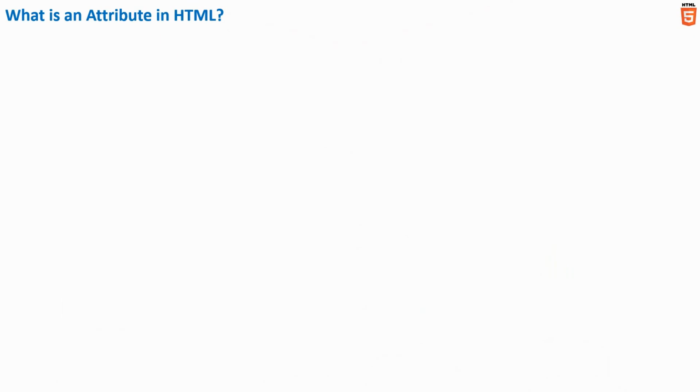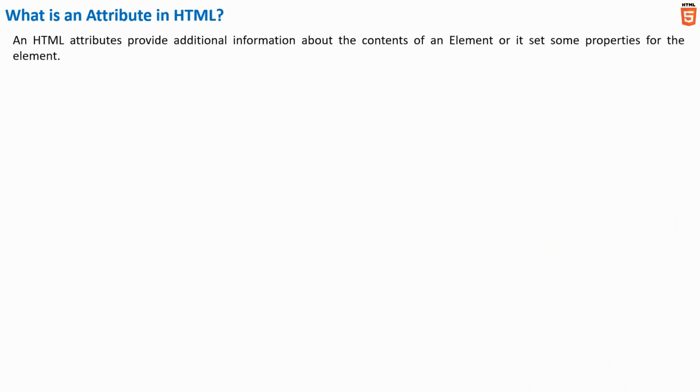So friend, let's start. An attribute in HTML provides some additional information about the content of an HTML element, or say it sets some properties for the HTML element. For example, say we have a paragraph element displaying hello world and we want to set the background color for this paragraph as yellow. So using an attribute, we can provide this extra information to the element that it should set the background color for this paragraph as yellow.